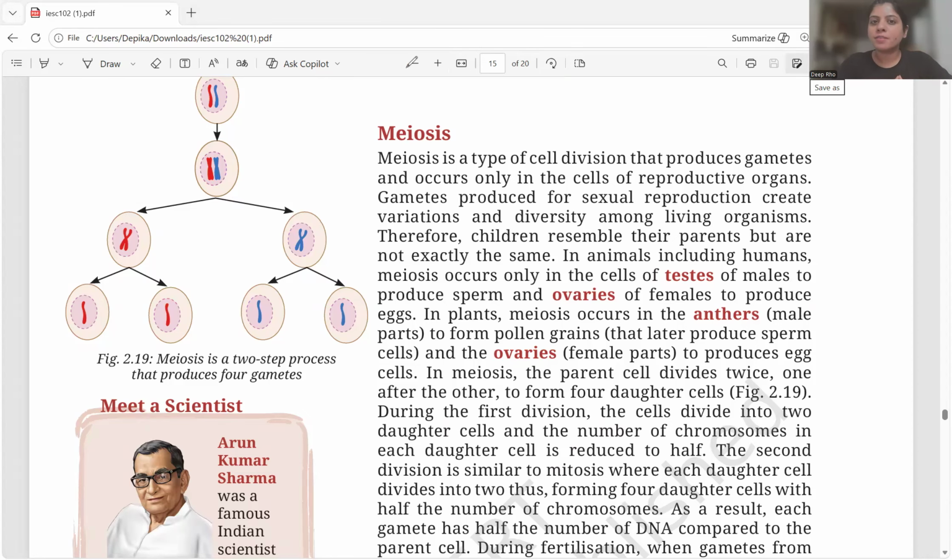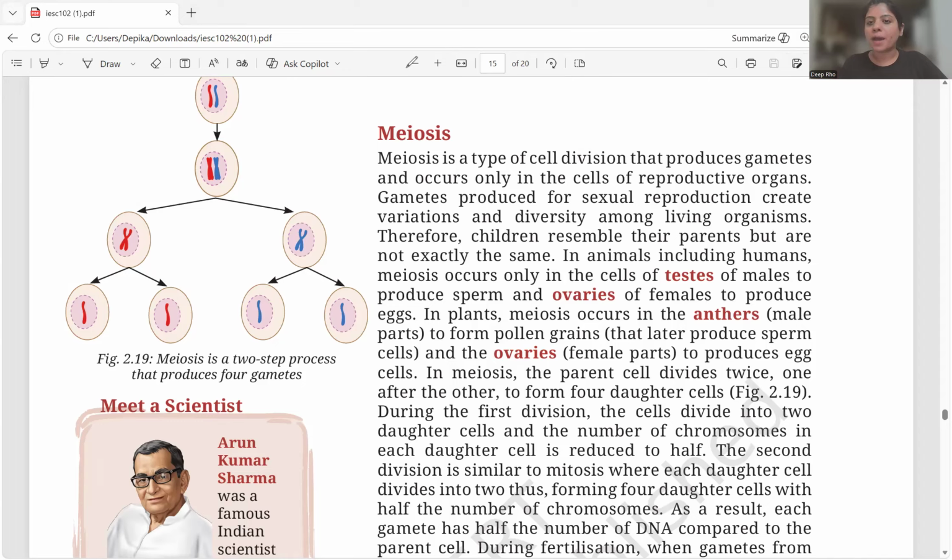Yes, meiosis. Meiosis is a type of cell division that produces gametes and occurs only in the cells of reproductive organs. Gametes produced for sexual reproduction create variation and diversity among the living organisms. Therefore, children resemble their parents, but they are not exactly the same. There is some variation in the children. So in animals, including humans, meiosis occurs in the cells of the testes of males to produce sperm and the ovaries of females to produce eggs. In plants, it occurs in the anthers and the ovaries.